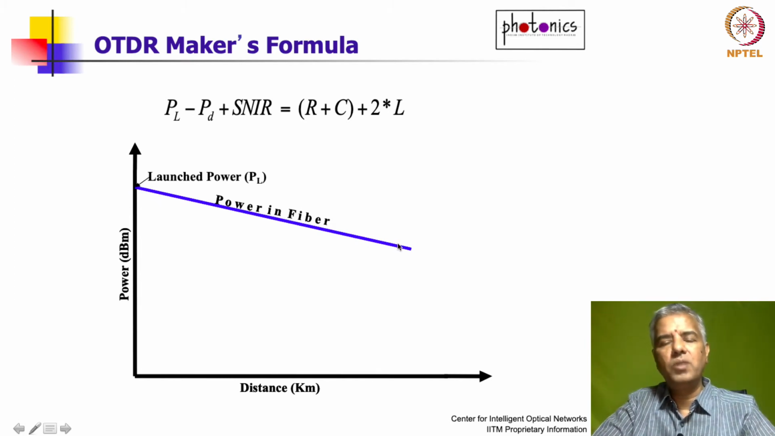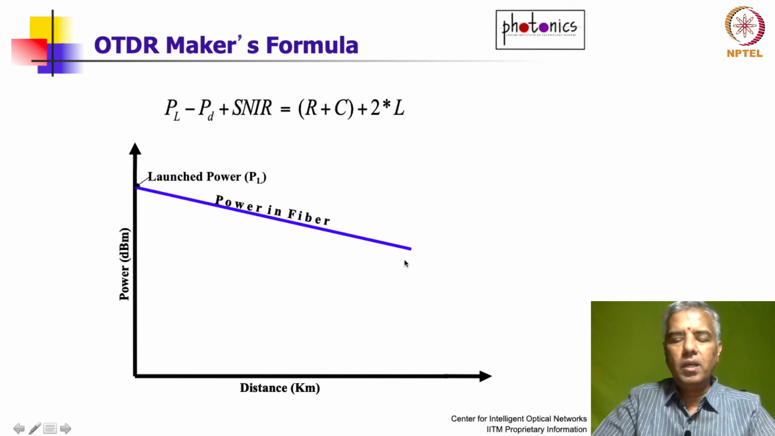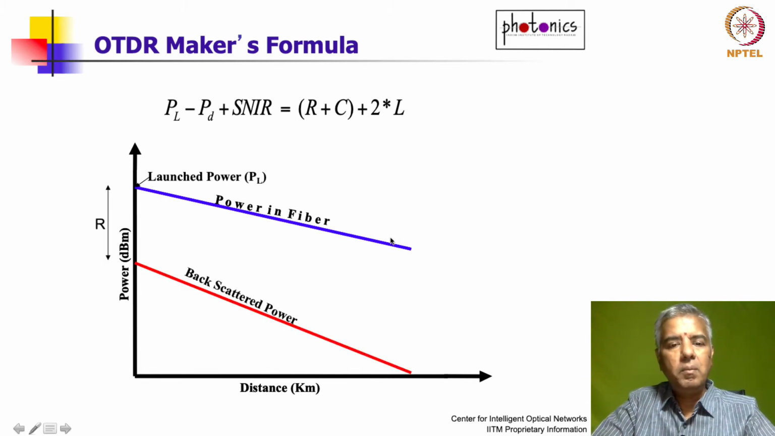As it propagates down the fiber, it's going to lose some of the light because of the intrinsic attenuation in that fiber. Let's say it's 0.2 dB per kilometer, so it's going to keep losing light as it's propagating down the fiber. Now what we are interested in is the backscattered power, and this is defined by the Rayleigh backscattering coefficient R. So it's going to be, say, 30 dB or 40 dB lower compared to the launched power. So you will have the backscattered power, that is also decreasing because the incident power itself is decreasing.